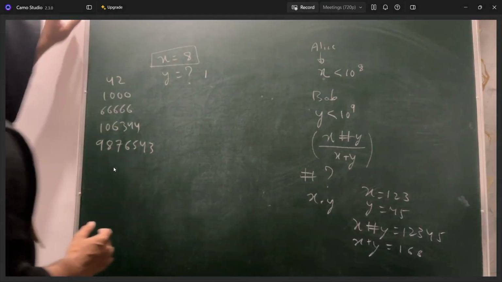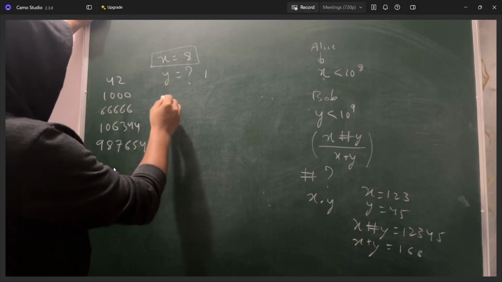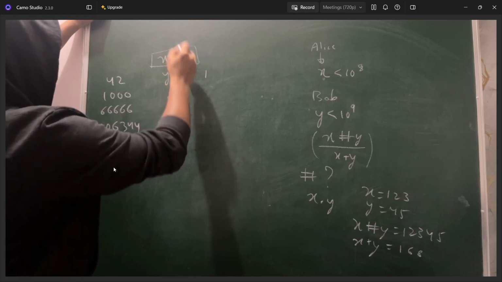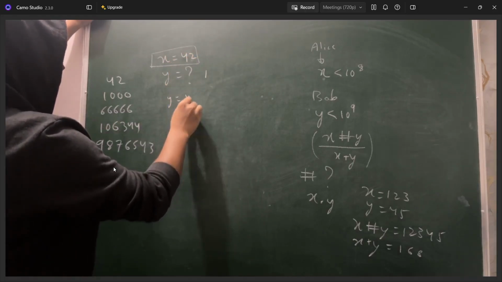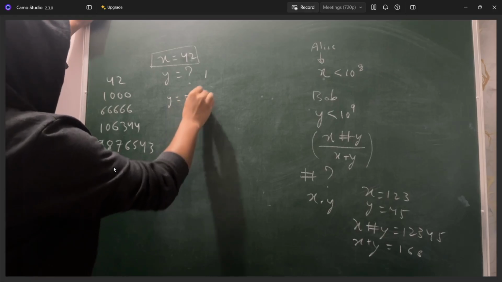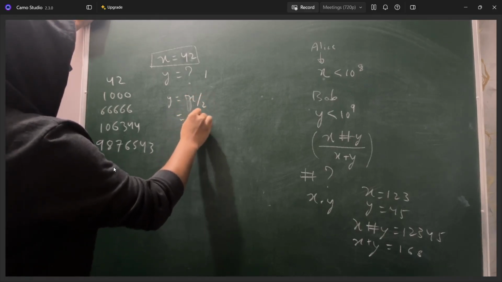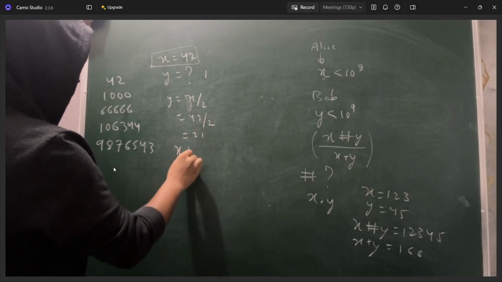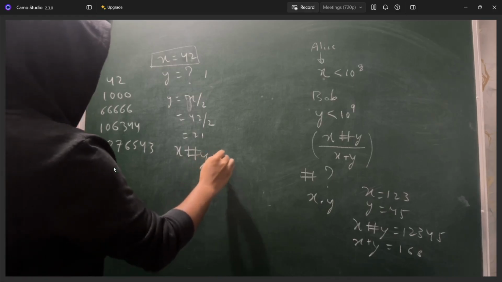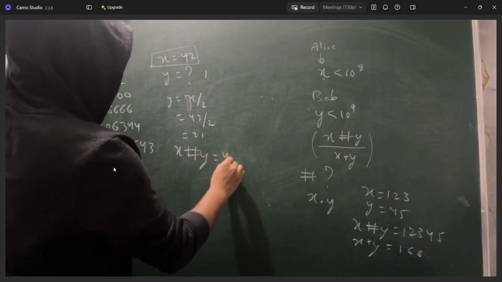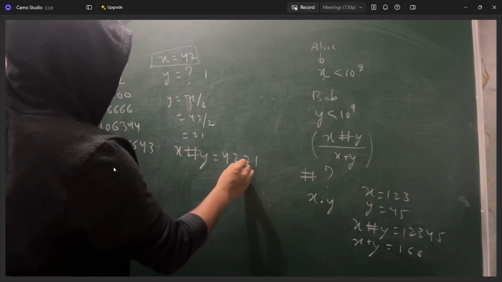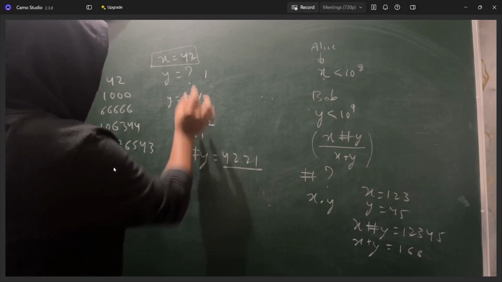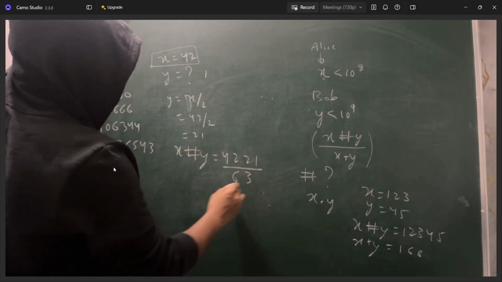Again, let's take the second example where x is 42, and we'll take y as x by 2. When you take y as x by 2, which is 42 by 2, which is 21, your x#y will be 4221 because we are doing concatenation, and the sum of these two, 21 plus 42, will be 63.